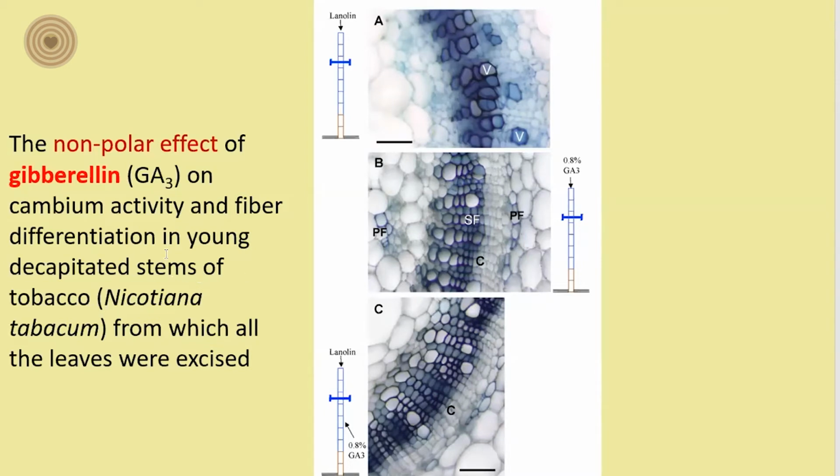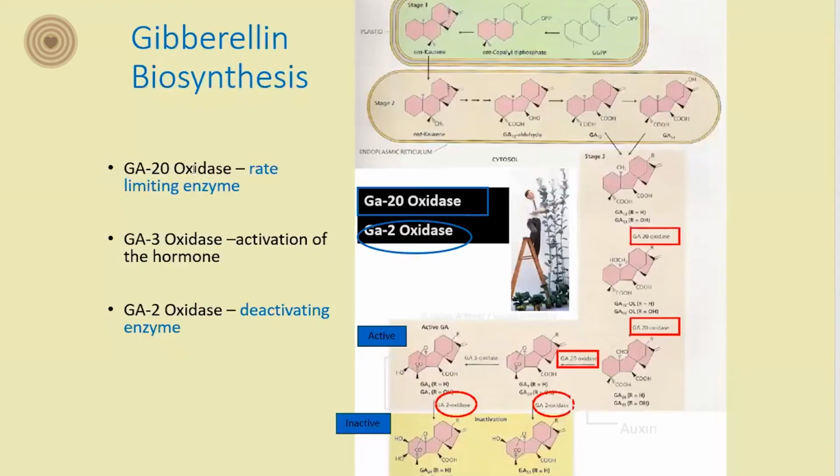I'm not going to give you too much information because you are not working on molecular biology, but here I'm showing you the process or the biosynthesis of gibberellin. In the later stages, you can see that an enzyme, GA20 oxidase, is the rate limiting enzyme. We can manipulate the plants and increase the level of GA20 oxidase.